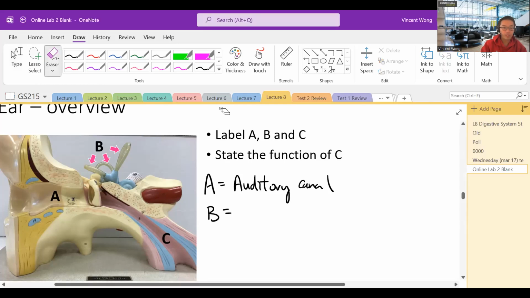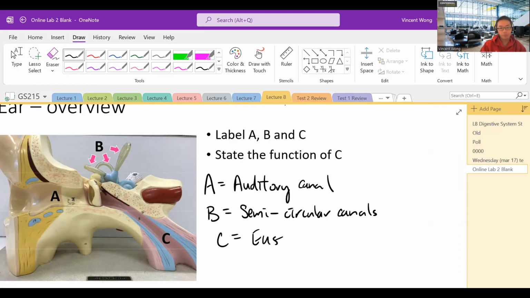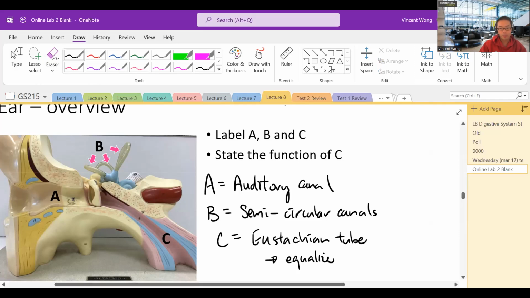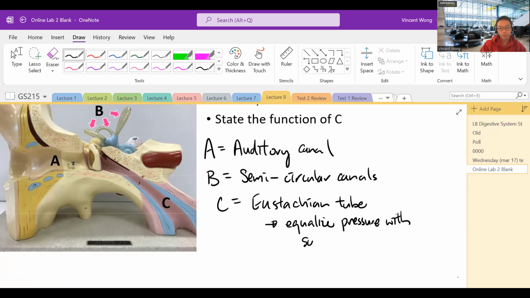B is referring to all these little tubes. Those are the semicircular canals. You have one that's parallel to each plane. And C, that's the Eustachian tube. And we know the function is to equalize pressure with the surroundings.